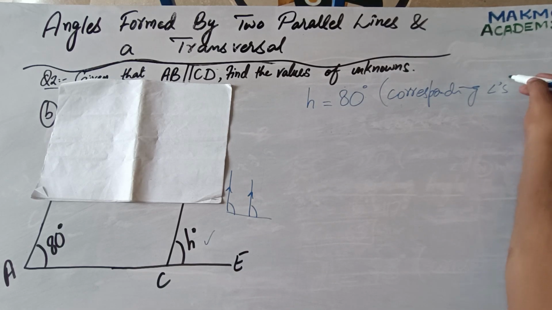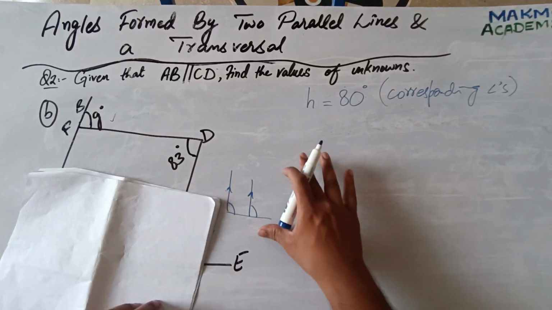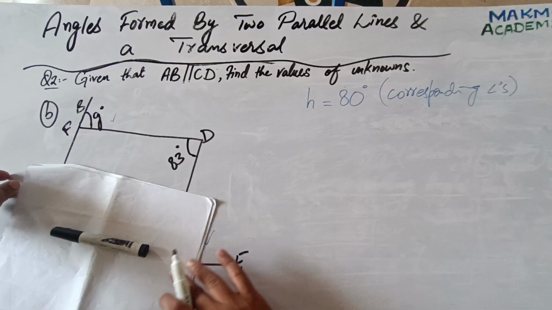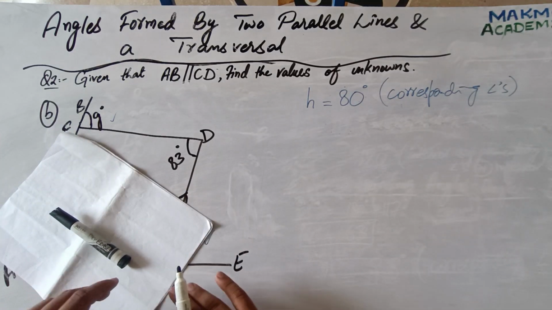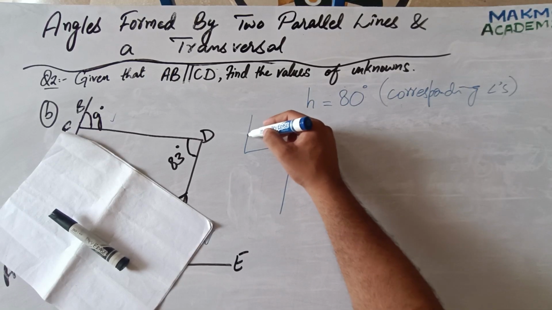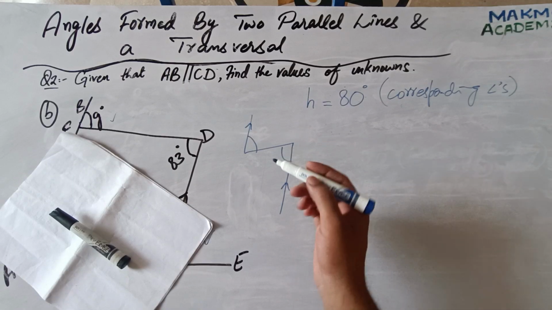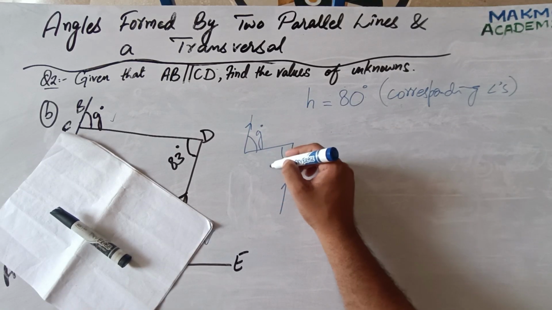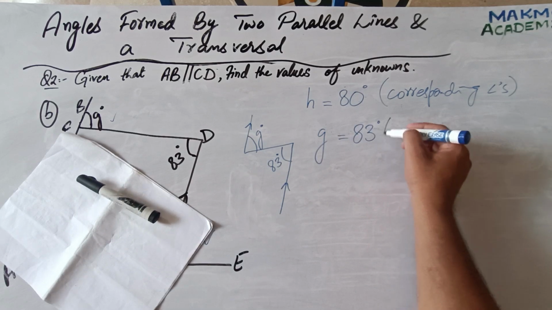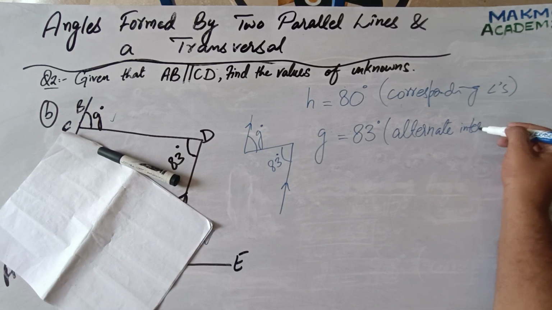angles. So this is the first solution, and similarly I will hide this side of the figure. Now if I hide a little bit more over here, can you see a letter Z like this? Don't get confused about which type of Z this is. This is just for identification. So it means that G is equal to 83 according to alternate interior angles.